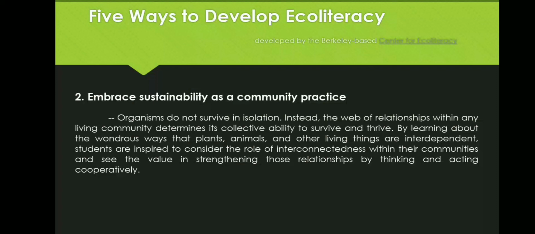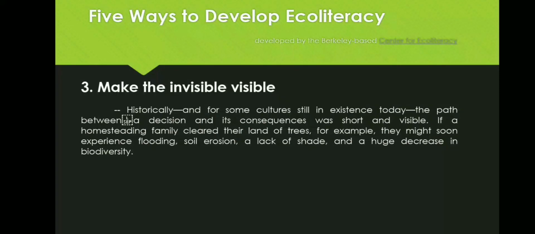So, we need to embrace as a community practice the avoidance of the depletion or consumption of natural resources in order to maintain an ecological balance. Third, make the invisible visible. Historically, and for some cultures still in existence today, the path between a decision and its consequences was short and visible. If a homesteading family cleared their land of trees, for example, they might soon experience flooding, soil erosion, a lack of shade, and a huge decrease in biodiversity.